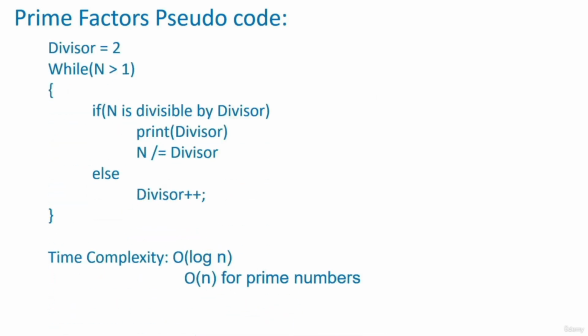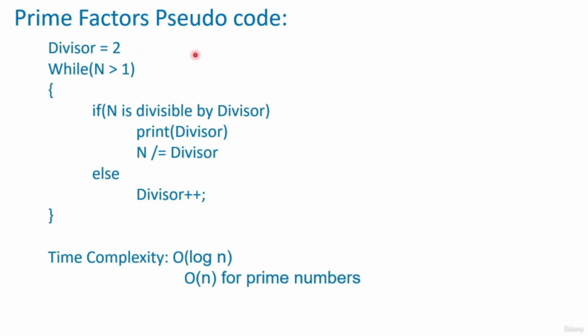So here is the pseudocode. We will initialize a variable divisor which is of integer type. We will initialize it with 2 and we will run a while loop in which we will say till the given number is greater than 1. Then if that number is divisible by divisor, we will print the divisor value and we will divide the number by the divisor value itself. Else we are going to post increment the divisor.